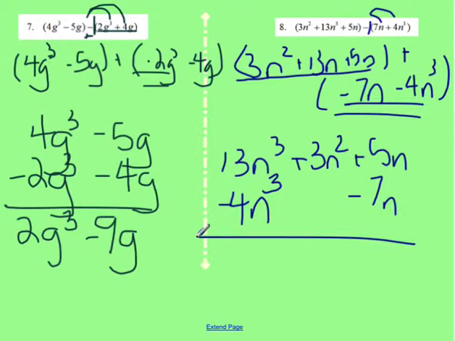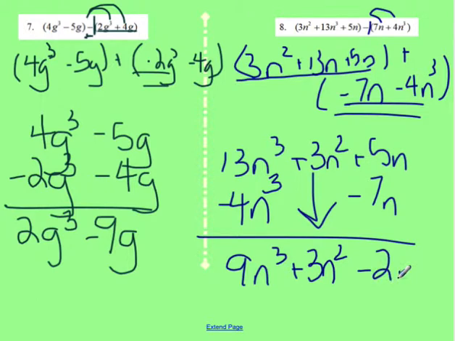And now I can go ahead and add down because I've already distributed that negative sign. 13 minus 4 is going to give us 9, and then n cubed is going to stay the same. Well, because we're not adding that 3n squared to anything, it's just going to drop down and be 3n squared. 5n minus 7n is a negative 2n.